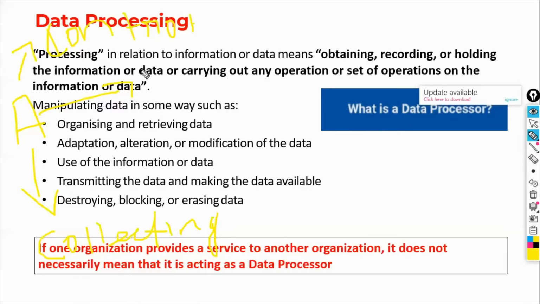Now, suppose organization A has hired a vendor for doing the background verification check. Your background verification check would be done by vendor B. So they are collecting your information and they will share it with vendor B. Now vendor B will do certain processing on behalf of organization A. In that case, vendor B would be the data processor. This is the way we can understand what is the data processor and what is the data controller.